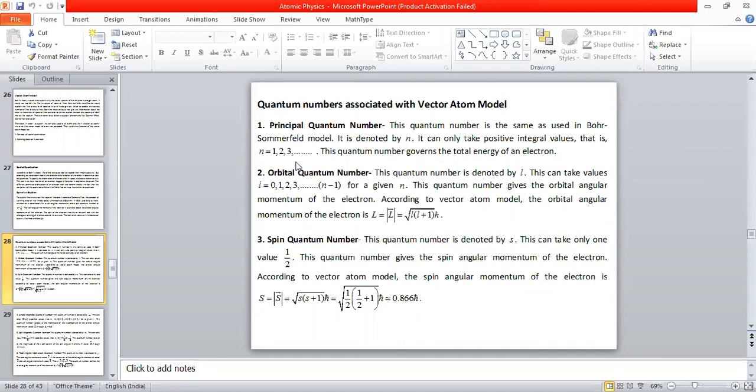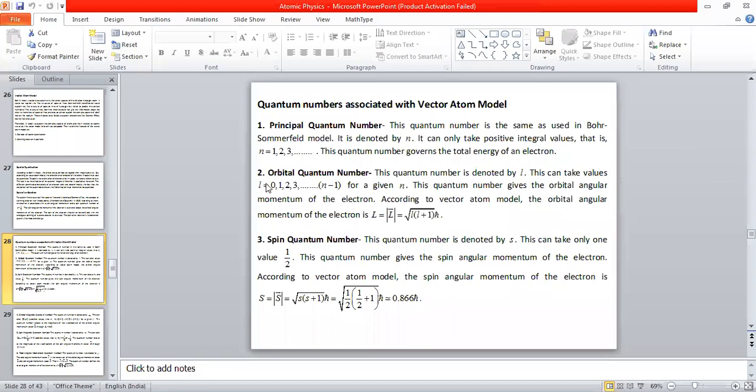So n is equal to 1, 2, 3, 4 are called energy shells. To start with capital letters, we write K shell, L shell, M shell, N shell. Why do we call it an energy shell? I have already told you it gives the total energy of the electron, so it is possible to know the energy state of the electron. Instead of calling it energy state, we call them shells.